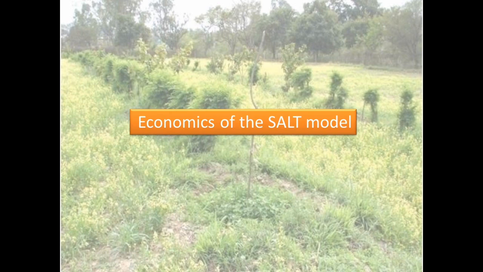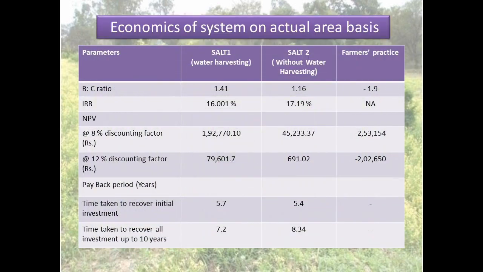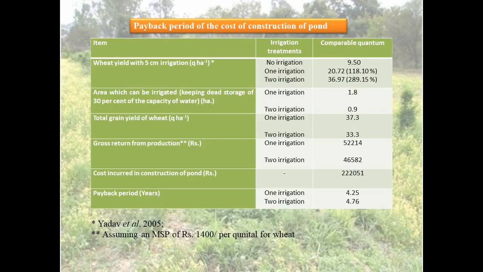Economics of SALT model. Benefit cost ratio of sloping agricultural land with water harvesting and without harvesting, and farmer practices were compared for a period of 10 years. It was found that water harvesting in long run had higher advantage as it can sustain production. The cost of initial investment can also be recovered in lesser time in system where water harvesting component existed. Payback period of cost incurred in construction of pond can be recovered in about 4.5 years only if wheat cultivation is taken into account for irrigation.